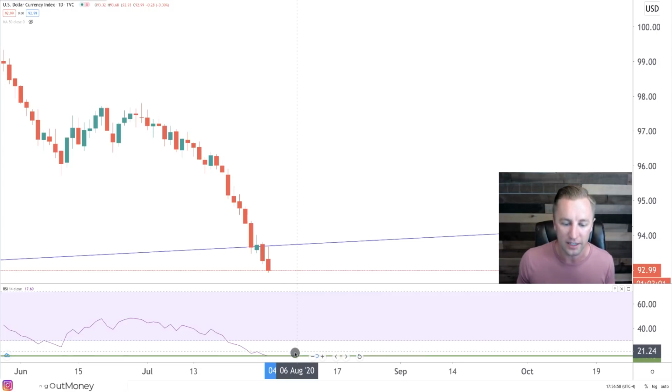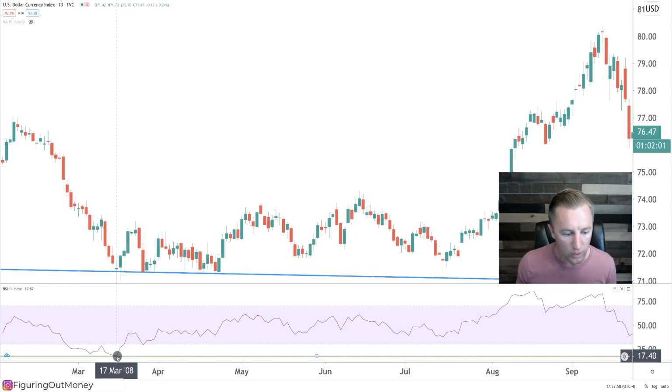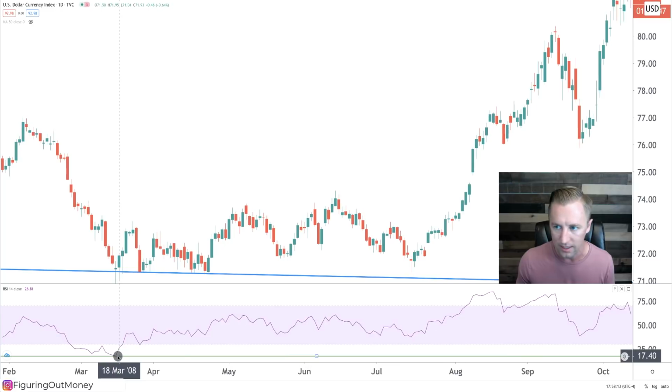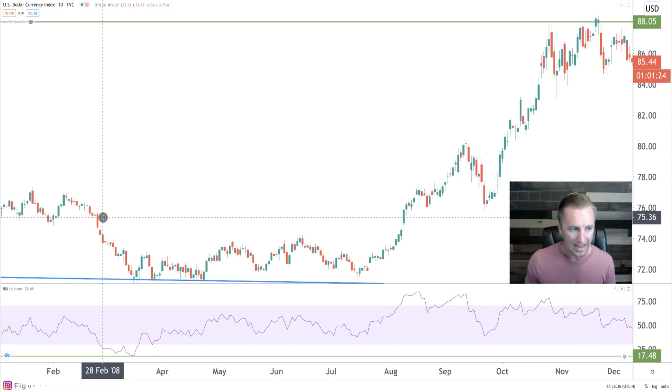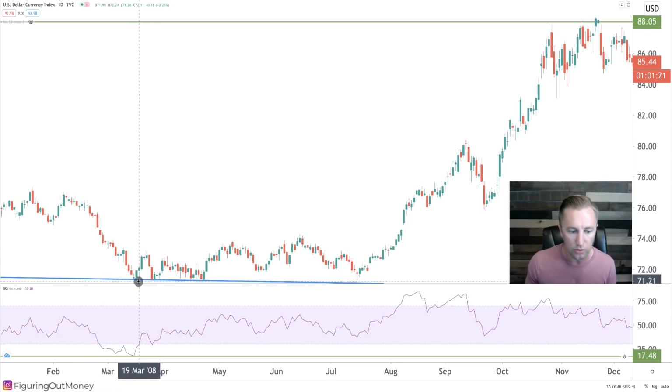To get a better sense of how low this actually is, let's look in the history of the chart to see when it last hit a low of this level. Okay, so I had to scroll back all the way to March 17th of 2008, the last time the RSI printed a number this low. So what happened to the price of the dollar index shortly thereafter? Well, just looking at this chart, it was on that trend line that we talked about on the monthly time frame, and from then it was off to the races.